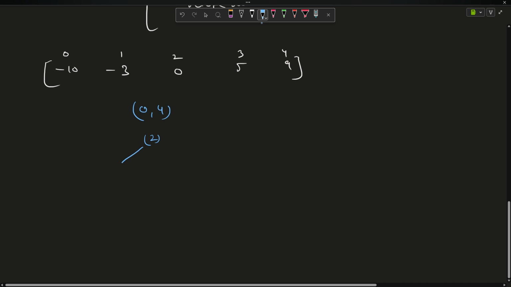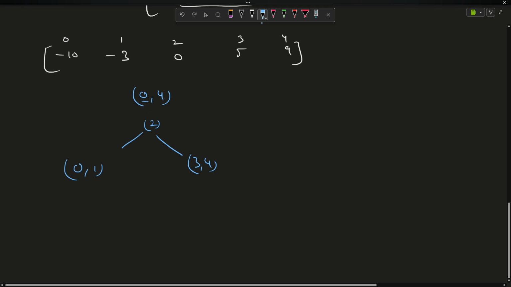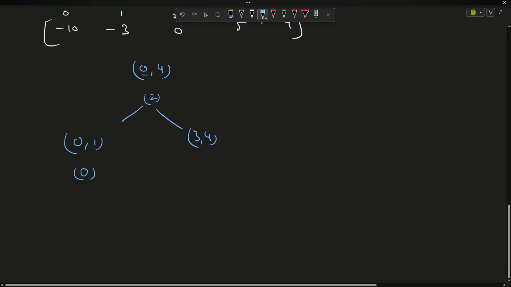So my two calls are made something like this. 0, that is this low, with 2 minus 1, that is 1. And the second call is 3 up till the high, that is 4. For 0 comma 1, the mid is gonna be 0. But again, two calls will be made.